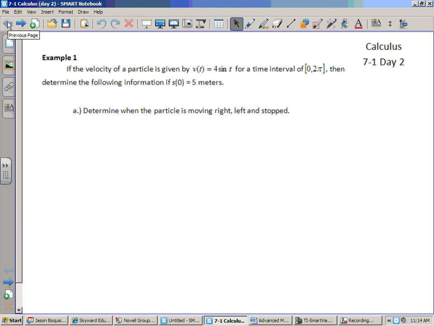Well, it says here that it started at 5 meters. And how is position related to this velocity that we have? We know v of t is 4 sine of t. How are we going to find position?